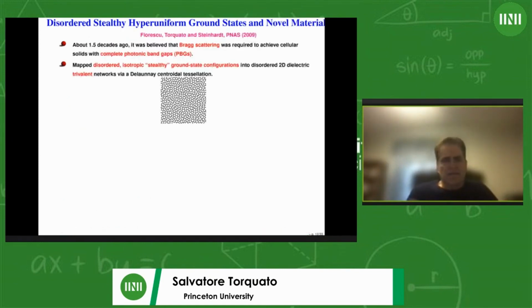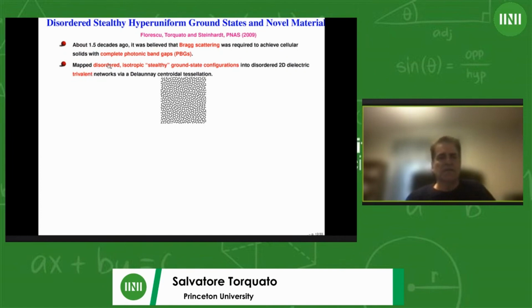All right. Now, let me bring attention to the novel properties that were discovered, I would say prior to this paper, but around this time. This is a paper with Marian Florescu and Paul Steinhardt that we published in 2009. About a decade and a half ago, it was believed that you needed to have Bragg scattering to achieve cellular solids with complete photonic band gaps, and especially photonic band gaps comparable in size to a photonic crystal.